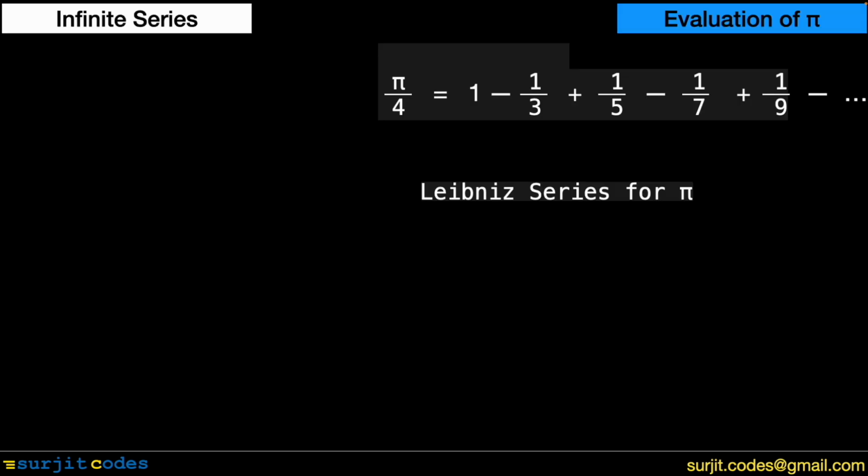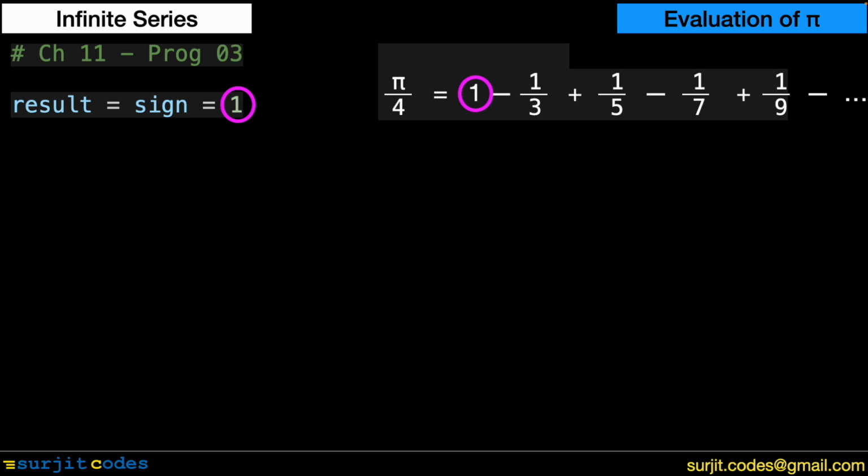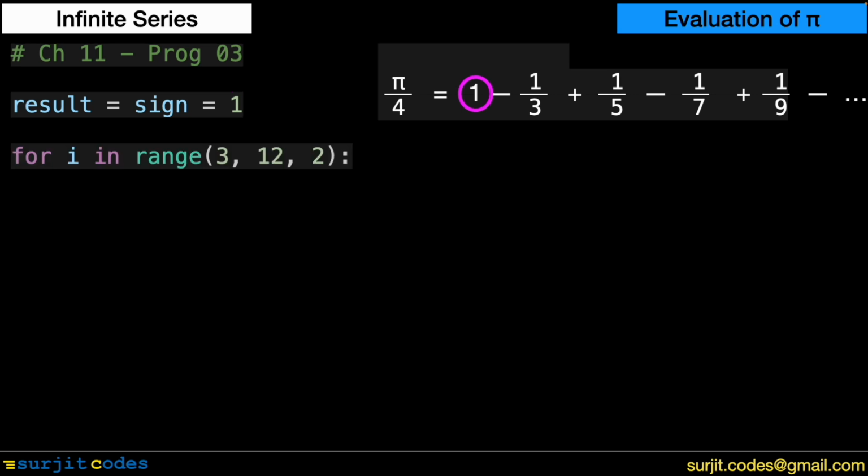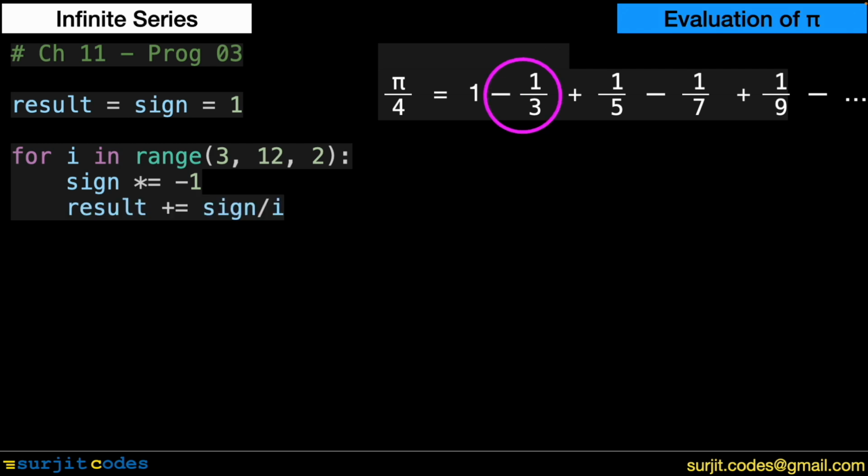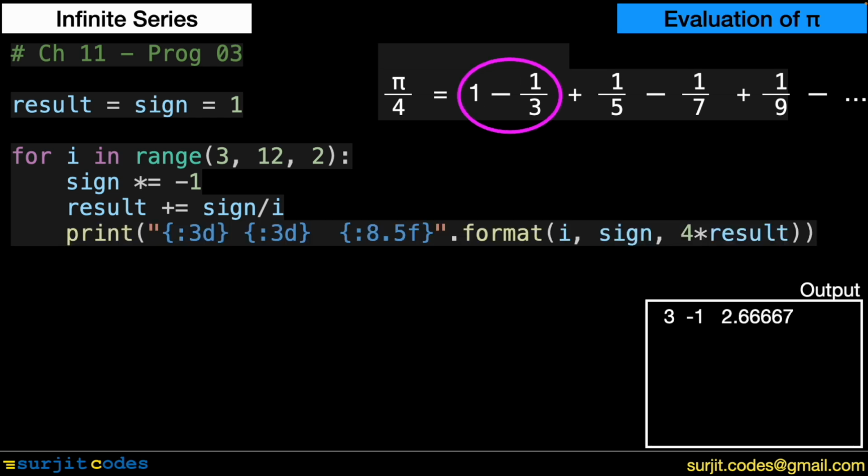For pi, we have the Leibniz series for pi by 4. We take the first term into result, its sign is positive. We start a loop to add 5 more terms to the result. I starts with 3. Sign of 3 is minus 1. We change sign in every iteration and it will alternate between plus and minus. We now add minus 1 by 3 to result and print the sign of the term and the value of pi that we have got so far.